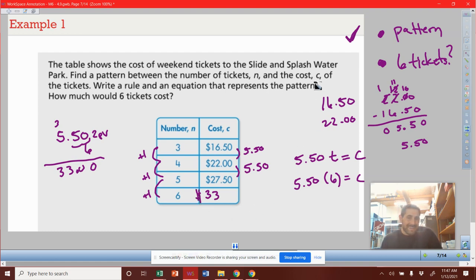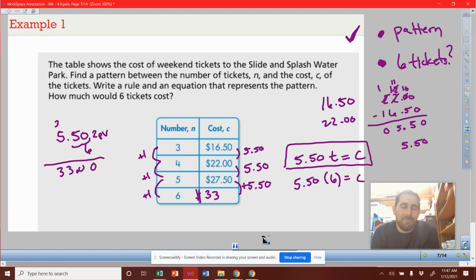Another way you could have done it is just continue the pattern. Every new ticket, I'm adding $5.50. So from my $27.50 total, I could have just added another $5.50, and we get to $33. But the big thing I really wanted you to be able to do is, can you build your own equation so that if I asked you 20 tickets, 100 tickets, any amount of tickets, would you be able to figure it out? I mean, I can look backwards too. What if I asked you for 2 tickets? Would you be able to find out what that would equal?